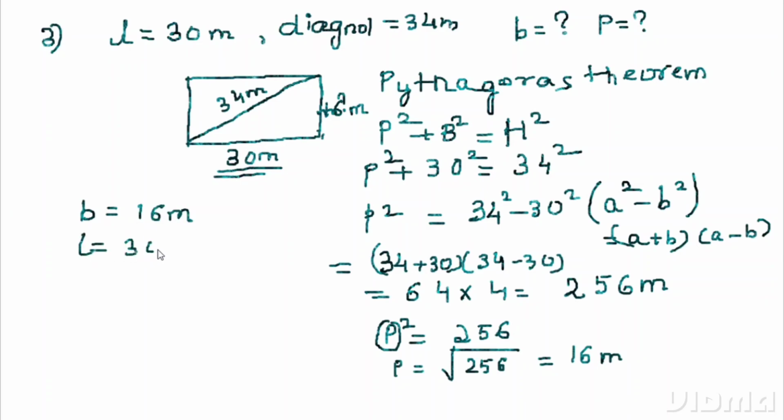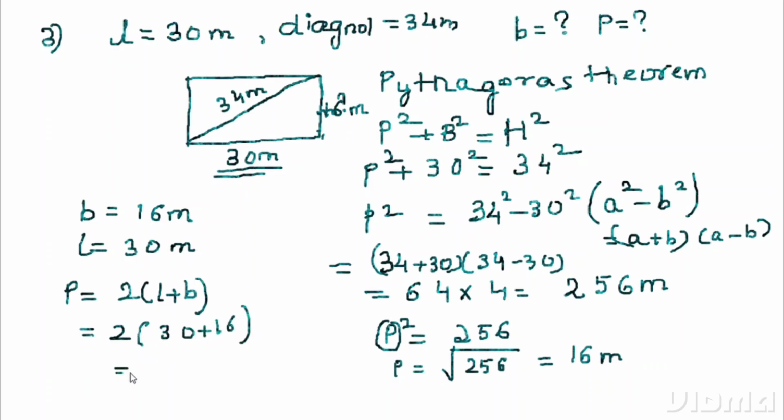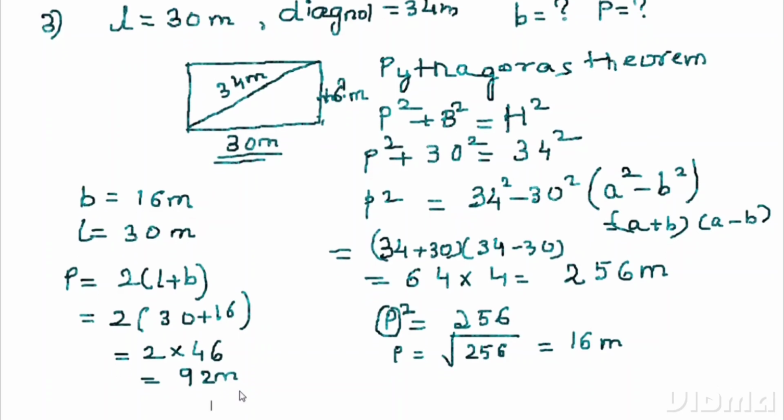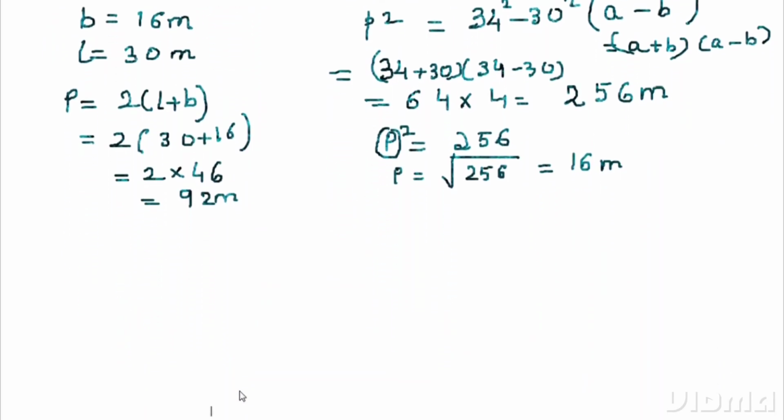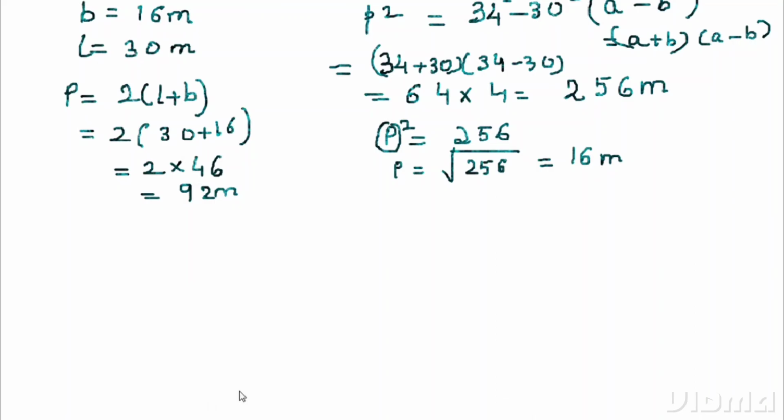So now it is simple. I can find the perimeter, that is 2 times L plus B. So that becomes 2 times 30 plus 16. So that becomes 2 times 46 and that becomes 92 meter. So 92 meter is my perimeter. So this was the third question of this. Now let's go to the fourth question.